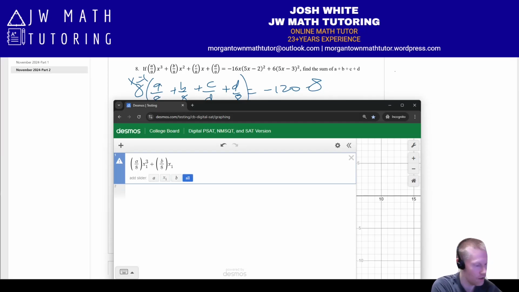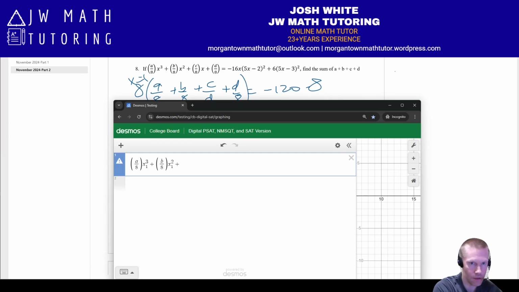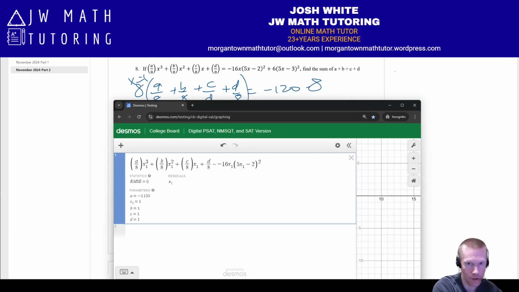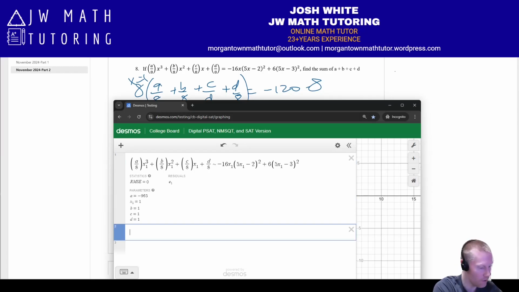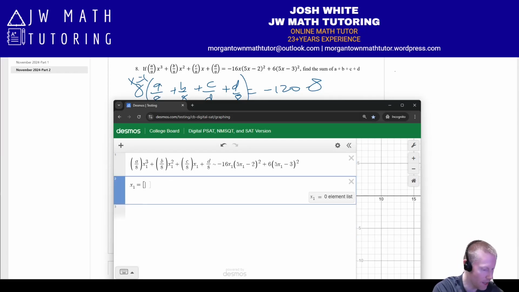It's 1 squared and then plus c over 8. Okay, and now I put the subscript on that one. Put the subscript on this one. Okay, now it's going to add an entry to make x1 a list.